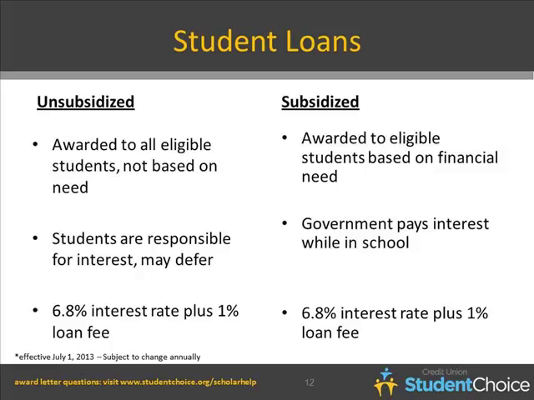The other type of loan available is the subsidized loan. Now, the subsidized loan is awarded to eligible students, and this is based on financial needs. So not everyone's going to qualify for the subsidized loan. And the cool thing about the subsidized loan is while the student's in school, the government pays that 6.8% interest rate for them, so no interest is accumulating. Once they separate from the school, there's this standard 6-month grace period, and then they will start paying back the loan at 6.8%.